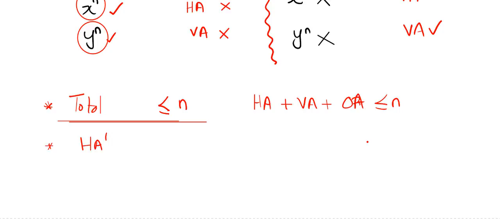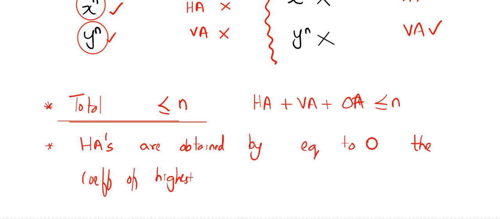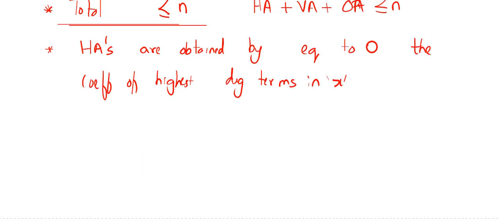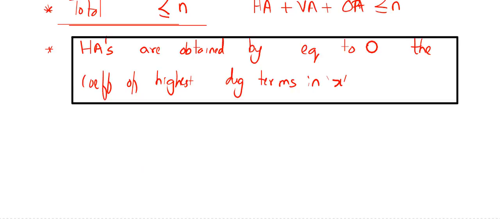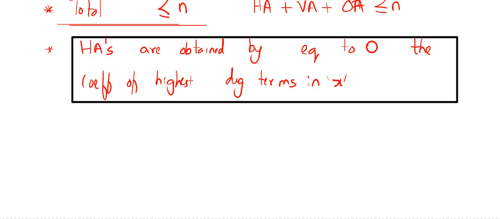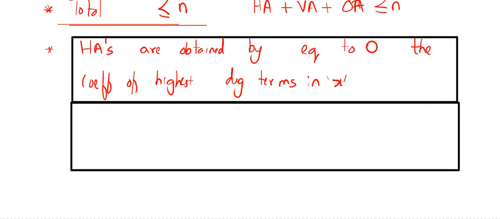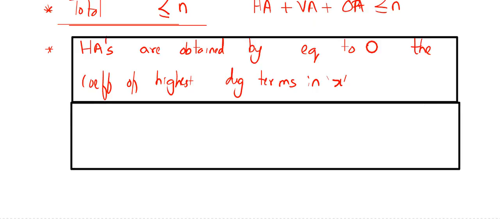Horizontal asymptotes are obtained by equating to 0 the coefficient of the highest degree terms in x. I'm sure those who are learning this topic for the first time may not understand what this means, but when we do the problems, you will understand. Similarly, for theory's sake, please note it: vertical asymptotes are obtained by equating to 0 the coefficients of the highest degree terms in y.